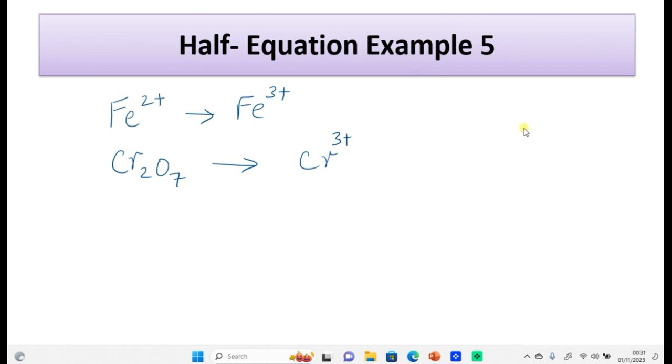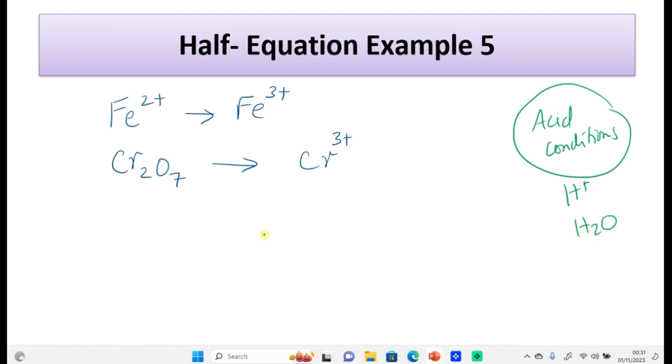We say this is acid conditions. Okay, acid conditions, unless I say otherwise, it's acid conditions, right? So that means you have to add H plus and H2O as required. Okay, so I'm going to go ahead and go with this, balancing this equation.